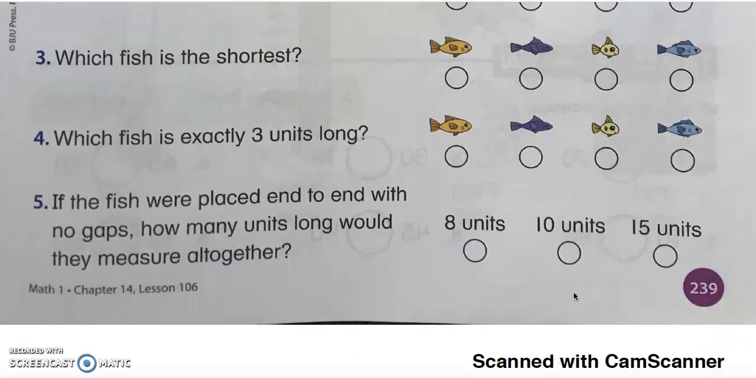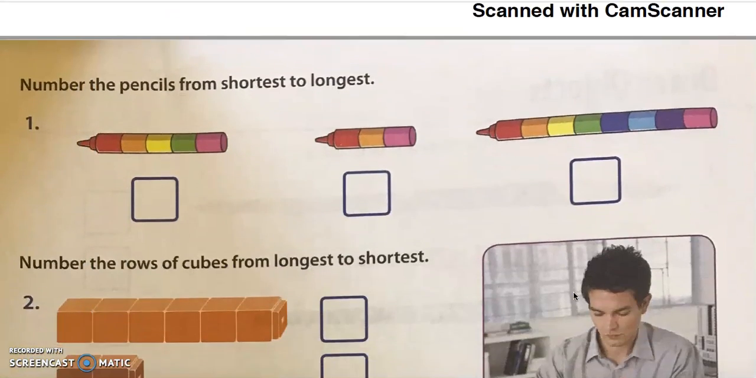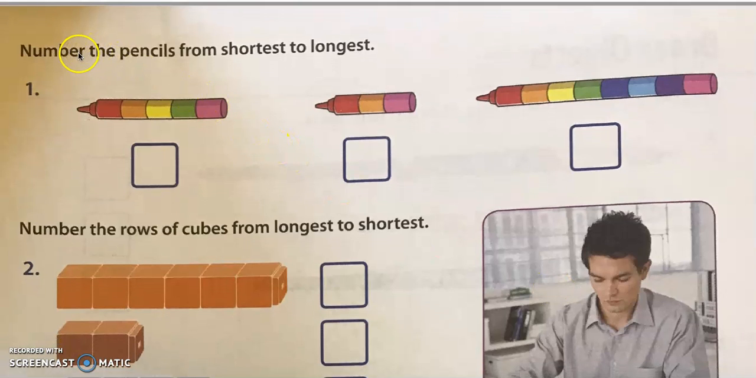Okay, when you're done with the first page, let's move on to the second page. And here you have to number the pencils from shortest to longest. Okay. Which one looks the shortest? Right here, the middle one. Go ahead and put 1 under the shortest. And what comes after this one? Yes, this one is the middle length. So number 2 under this crayon. And this one is the longest, number 3.